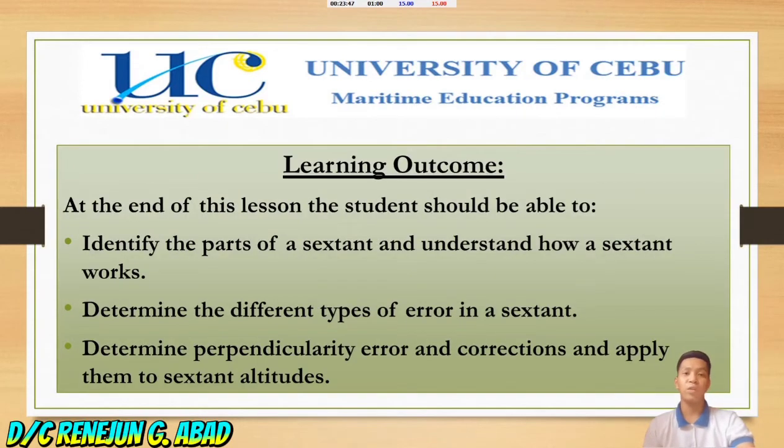For the learning outcome, at the end of this lesson, the student should be able to identify the parts of the sextant and understand how a sextant works. Second is to determine the different errors that occur in a sextant. And lastly is to determine the perpendicularity error and corrections and apply them to sextant altitudes.